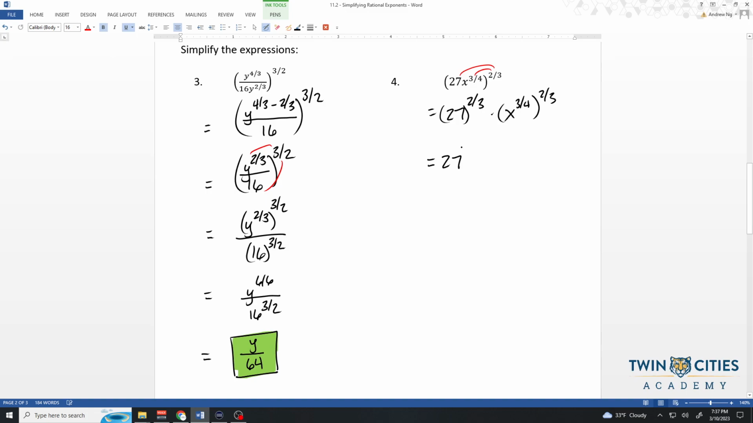So 27 to the 2/3, I'll leave that alone for now, times x to the 3/4 to the 2/3. So I'm going to multiply these together. 3 times 2 is 6 over 4 times 3 is 12. 27 to the 2 over 3, that's going to be 9. And then x to the 6 over 12, I can write that as x to the 1/2.